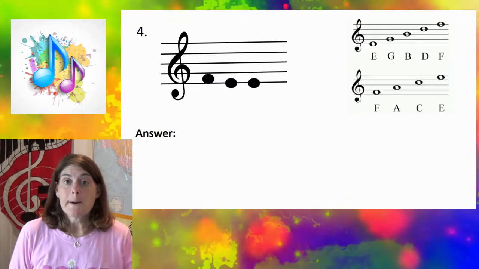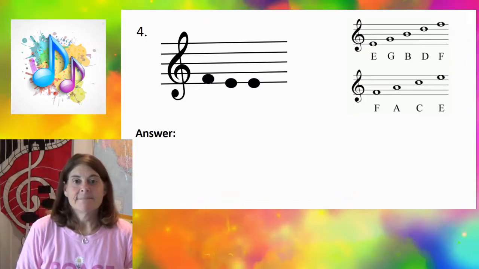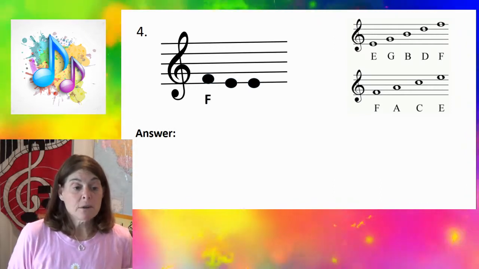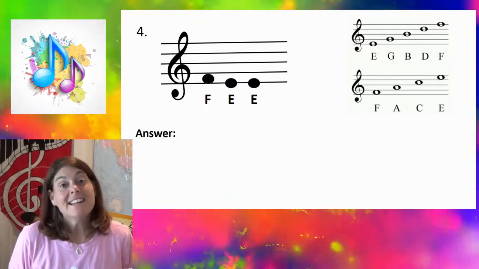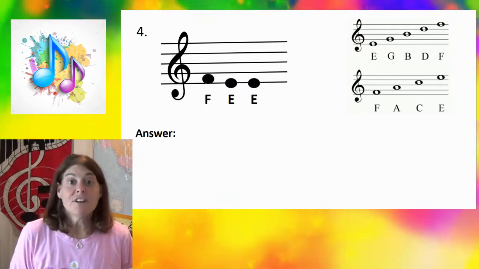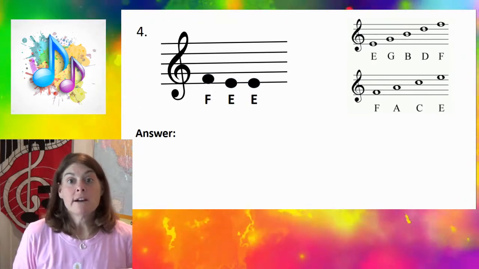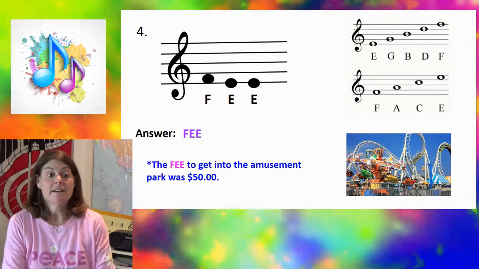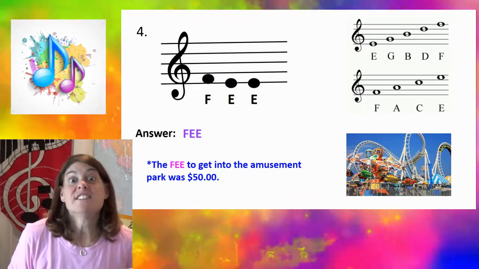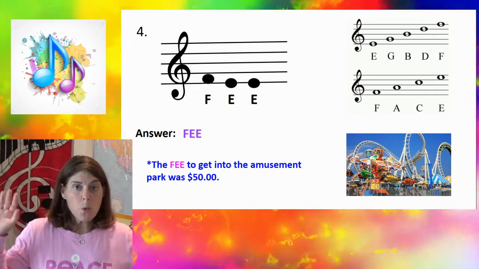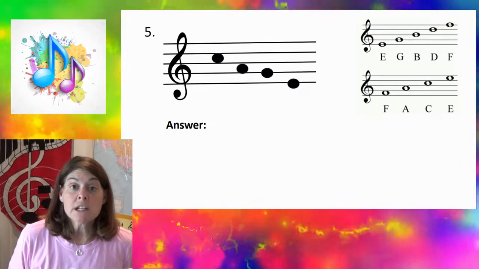Number 4, press pause. Number 4, first note F, second note E, third note E. Second and third notes are the same. Hope you saw that. Answer: fee. The fee to get into the amusement park was $50. But it's so much fun. Let's move on, shall we?